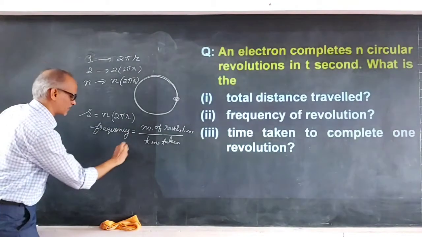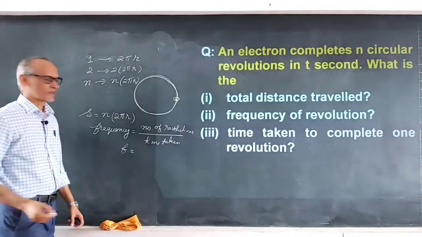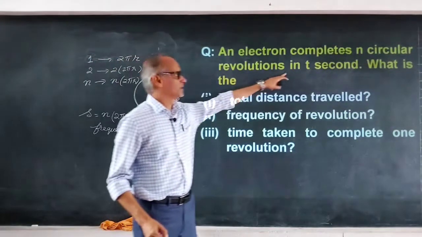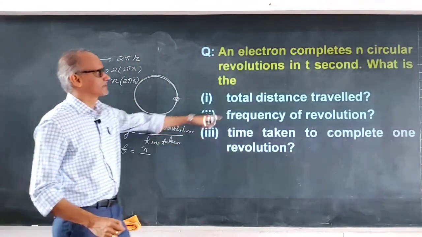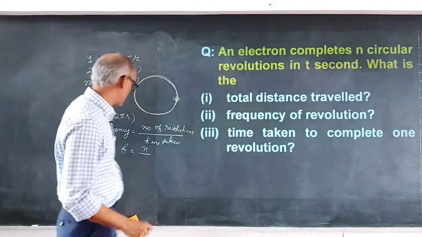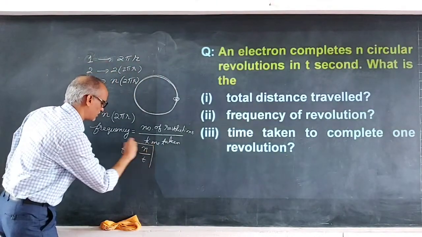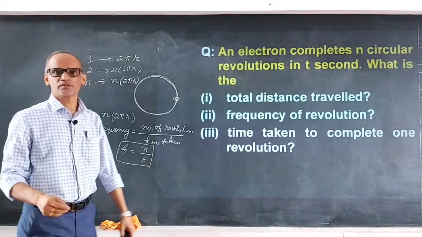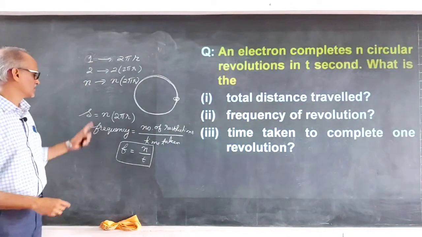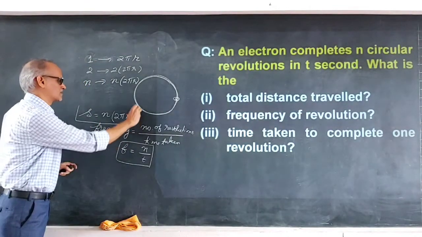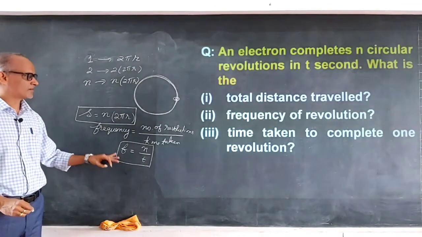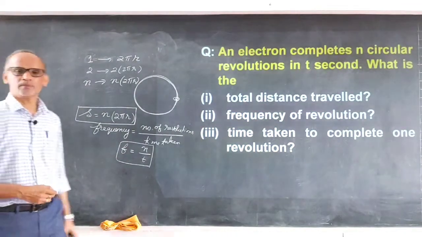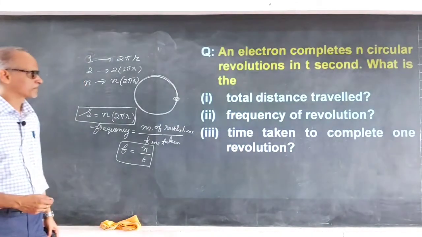So symbol for frequency of revolution I will use f. What is the number of revolutions given? It is n. So n divided by what is the time taken? It is t. So divide by t. So this is the formula for frequency of revolutions. Understood? So this is the distance traveled answer to the first option, and this is the frequency of revolution. Okay, how about the third one?